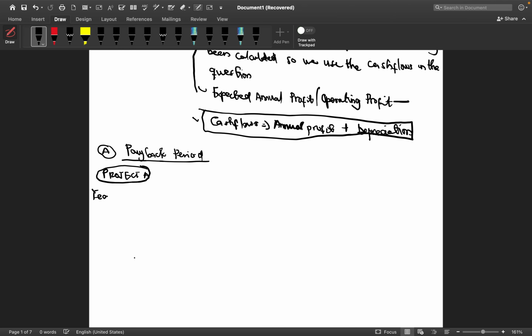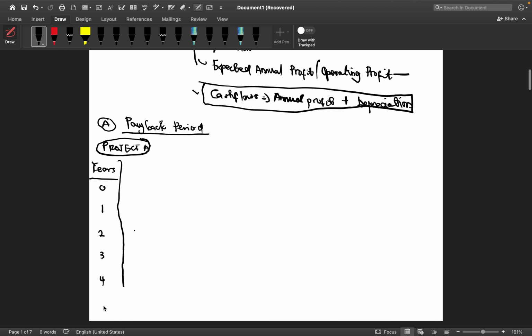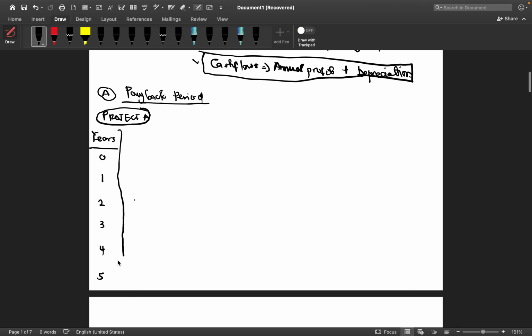So I have my years column. We always start from year 0, year 1, year 2, year 3, year 4. We were given 5 years in the question. There's year 5. Then I have cash flows. With this question, there was nothing like annual profit or cash flows before tax. It was just cash flows. So we won't do any adjustments to the cash flows. We'll just pick the actual cash flows and start solving the question.